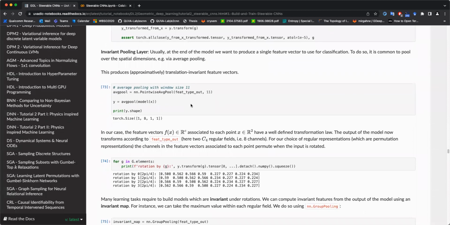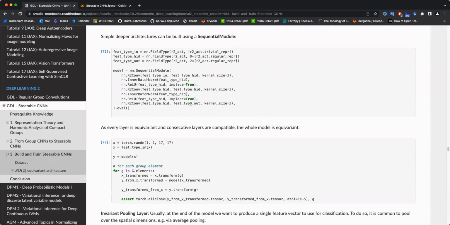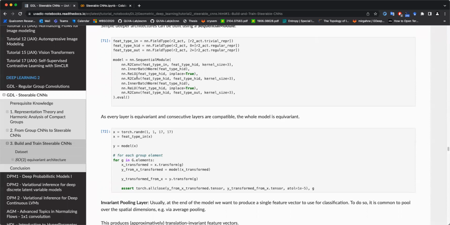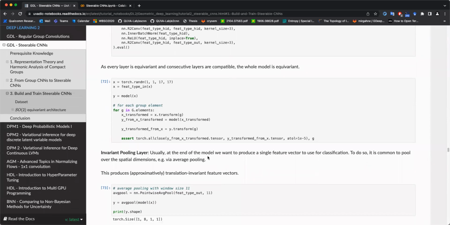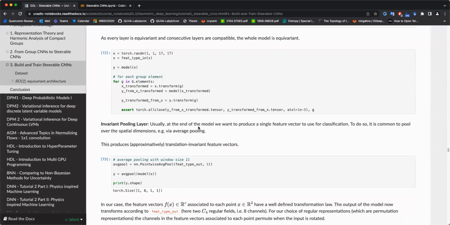Okay, something else important here. You can use the equivalent of a sequential module in PyTorch to stack multiple equivariant layers into a deeper equivariant neural network. This automatically checks that each consecutive layer is compatible with the previous one, so the input type of the second layer must be equal to the output type of the first for equivariance to actually work out. And you can check that overall the deeper network is still equivariant.